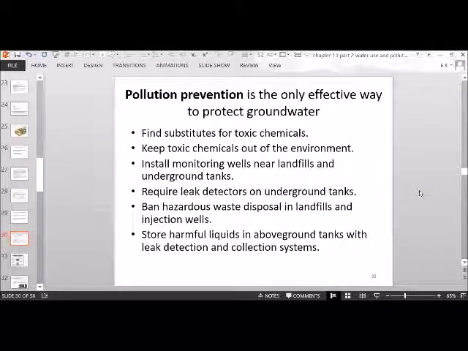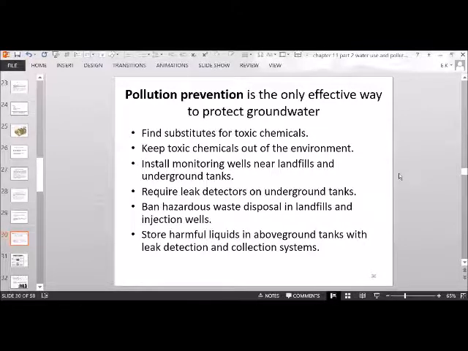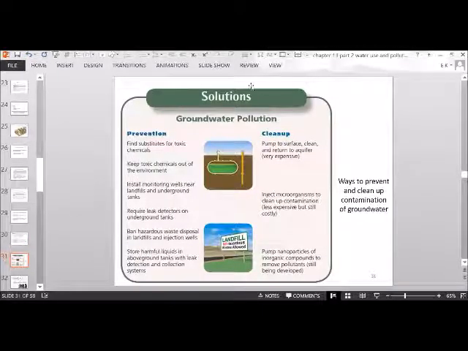Pollution prevention is the only effective way to protect groundwater. And we could find substitutes for toxic chemicals, keep toxic chemicals out of the environment, install monitoring wells near landfills and underground tanks, require leak detectors on underground tanks, ban hazardous waste disposal in landfills and injection wells, and store harmful liquids in above ground tanks with leak detection and collection systems. And here is a chart that shows you groundwater pollution prevention and cleanup. So you could read through that.